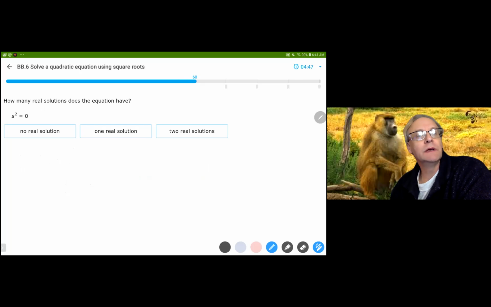This is going to be 1 real solution. What's the only square that can make 0? Well, 0. 0 squared is 0, and there's only one of them. So it's the only case that you'll ever get 1 real solution is when you have something squared equal to 0. No matter what it is, it's going to have 1 real solution.